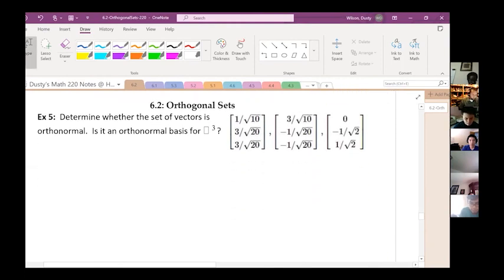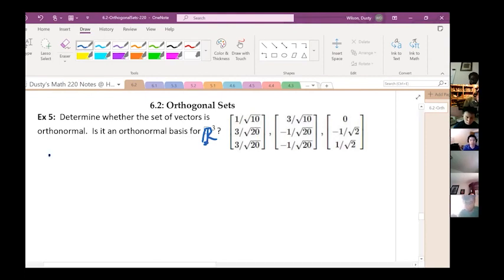So let's mess around a little bit to see how it all looks. Determine whether the set of vectors is orthonormal. Is it an orthonormal basis for R3? This is not a very exciting question. Notice we've got to do two things, but on 3 vectors. We've got to check their length, and we've got to check whether they're perpendicular.